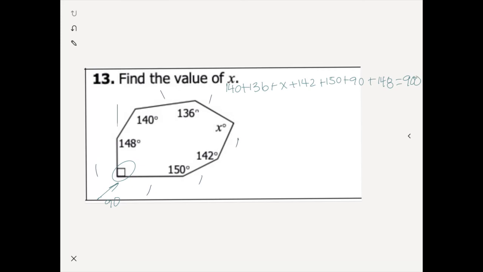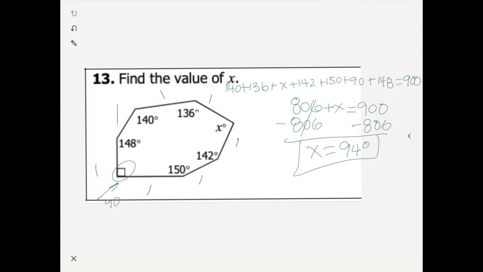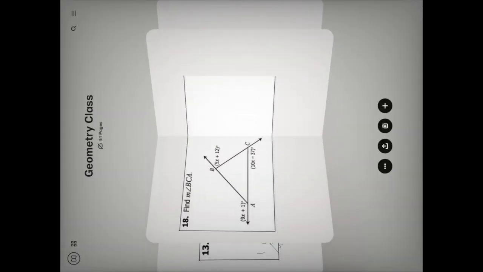So combine all of your like terms, and you're going to see that when you add them up, it's going to be equal to 806. So we're going to have 806 plus x is 900. Subtract 806 from both sides, and you're going to have x is equal to 94 degrees. Again, if you want to check your work, add 94 plus all of the other angles, and if it adds up to 900, then you know you're correct.